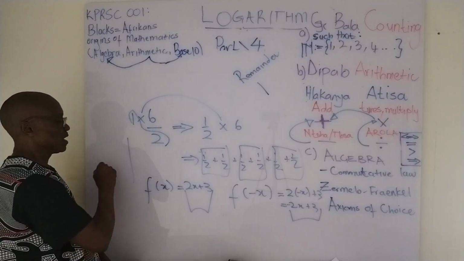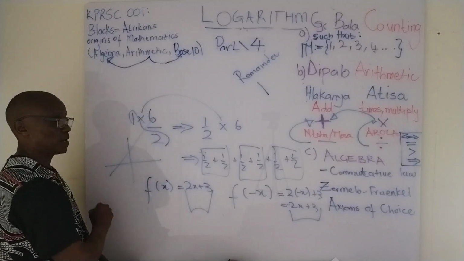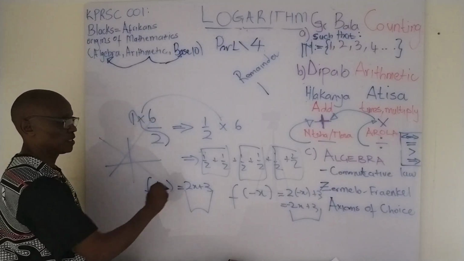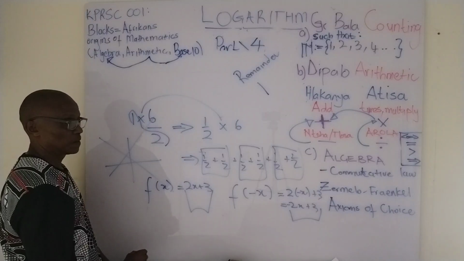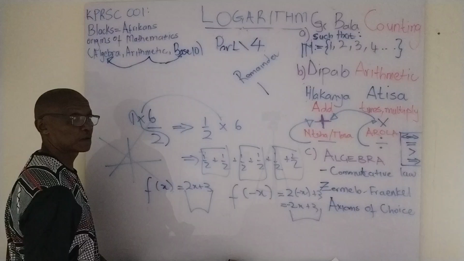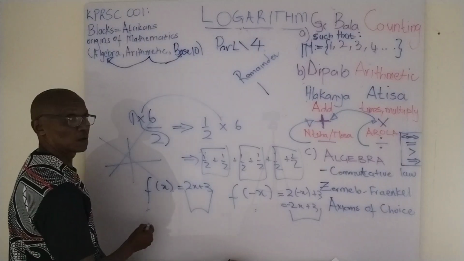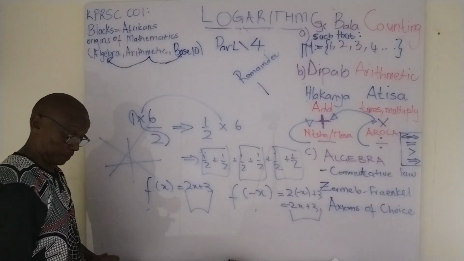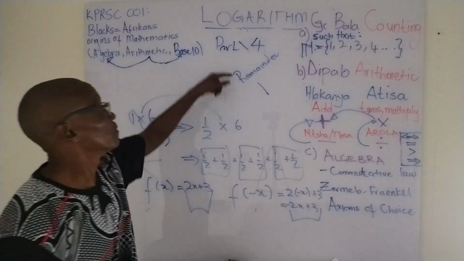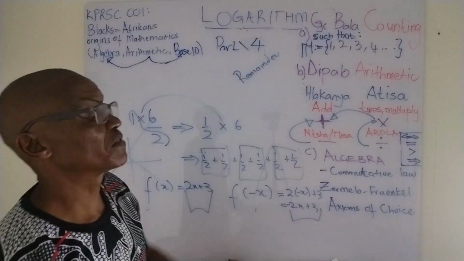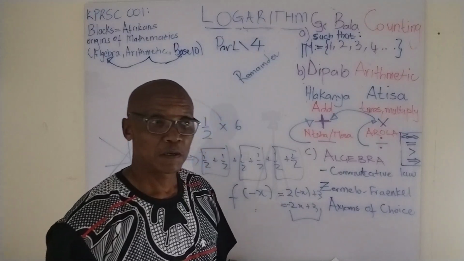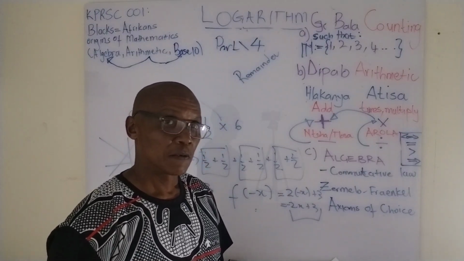Meaning if you draw a line, this other one is going to be like that. So what do you call this line? Relative to this, what do you call this? The inverse. Well, part 5, we're going to talk about the inverse functions. Right?